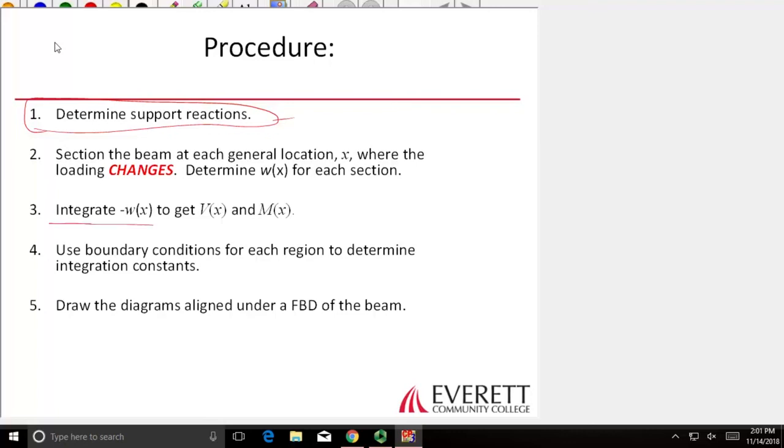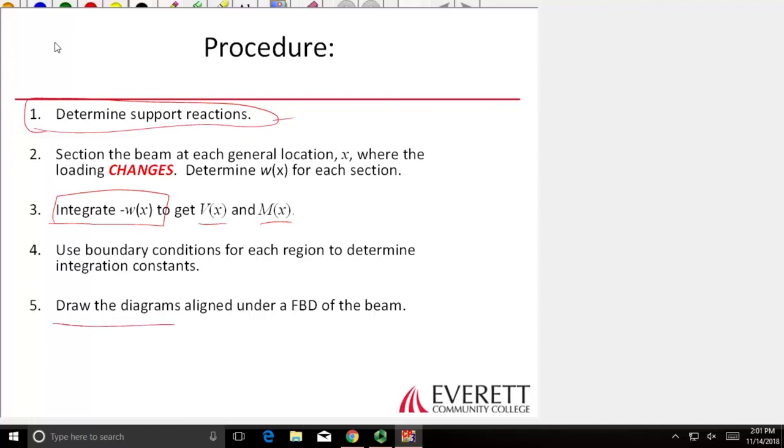And then we integrate. We integrate negative Wx, and that gives us shear. We integrate shear, that gives us moment. Then we use boundary conditions for each region to determine the integration constants. That's very important. The integration constants are not always going to be 0. We're not always going to start at x equals 0. Once we go along the beam, whatever the initial x is where that loading function starts is what we put in for the limits of integration. I'll show you a more concrete example of that later.